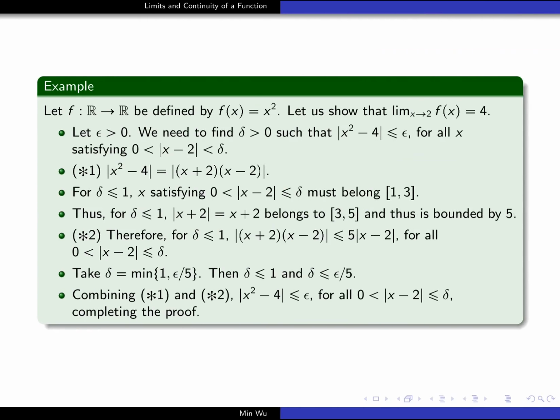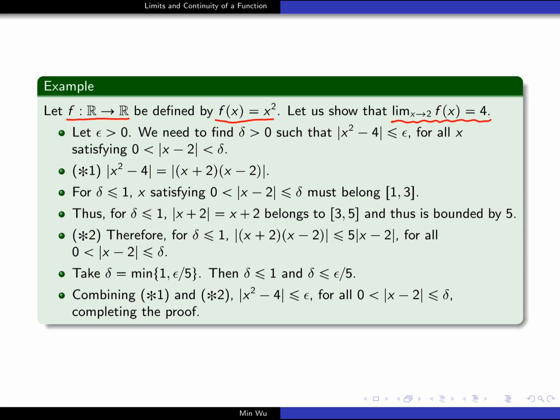Let's look at one example and try to prove the convergence. So here's an example. Let f of x be the function defined by f of x equals x squared. Undoubtedly this is a function. Let us show that the limit as x goes to 2 of f of x is equal to 4.